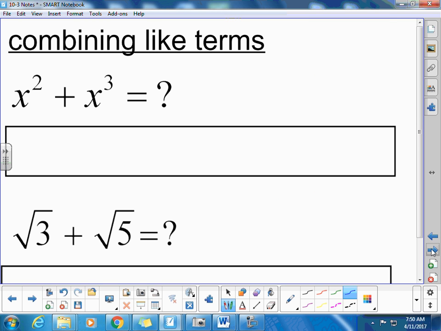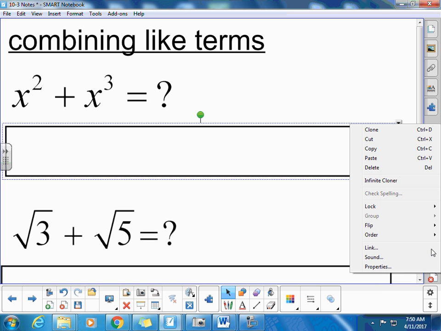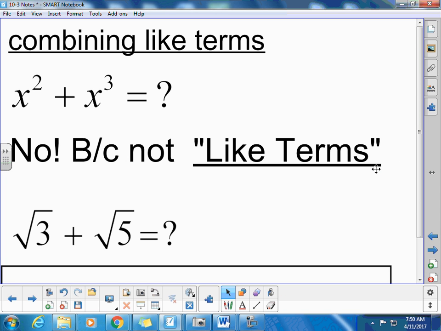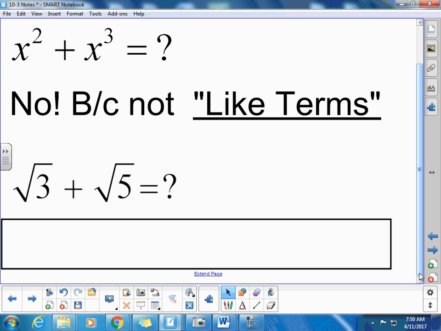All right, combining like terms. Remember back in the day, can we combine these? X squared and x to the third? And hopefully you should have said no because they're not like terms. You need the base the same and the exponent to be the same. We're just collecting or gathering how many x to the seconds we have or how many x to the thirds we have.